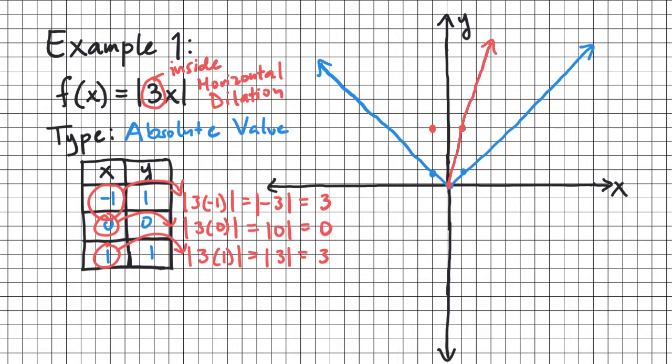Something like this. Yeah, so if you notice, it kind of compresses it a little bit differently this time. But it's a horizontal compression, so it's kind of squeezing the parent graph, the blue graph, closer to the y-axis. So it's squeezing it from the left and the right and putting it closer together. All right, let's go to example 2.